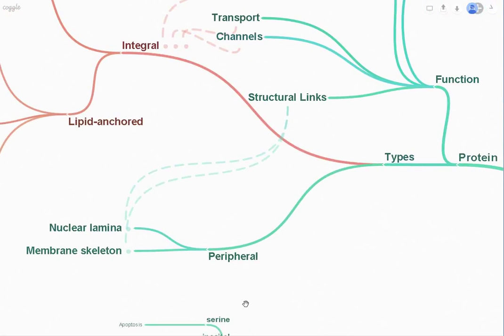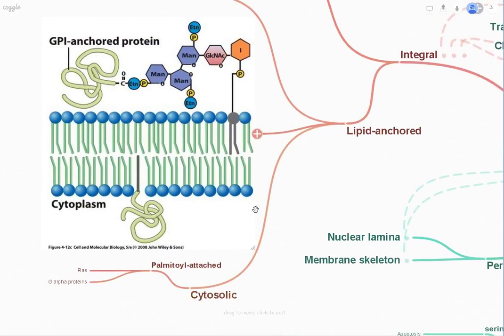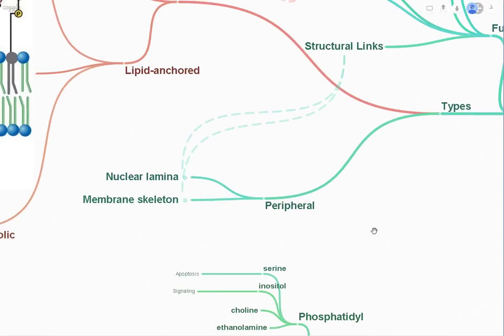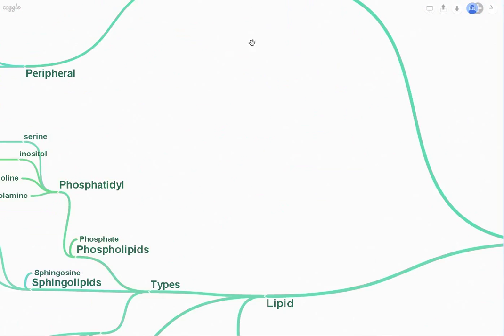Peripheral proteins are the ones that are not attached to any phospholipids. They might be attached to these proteins. They include the nuclear lamina and the membrane skeleton, which we will get into later.